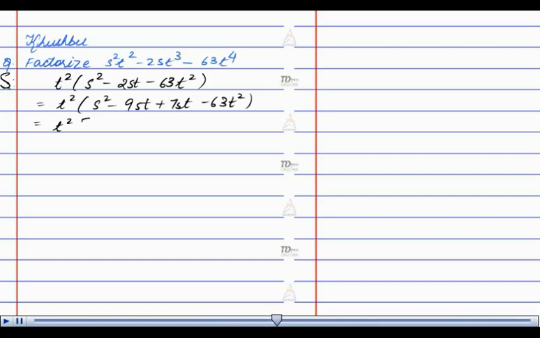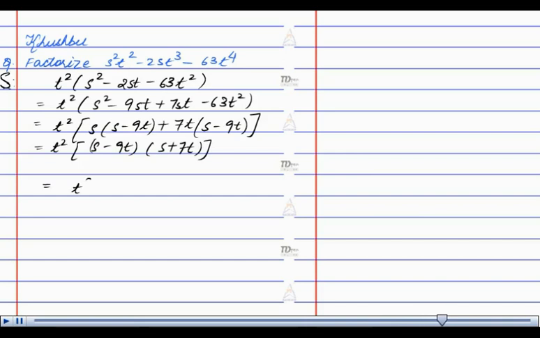Taking out s common from the first two terms, we are left with s minus 9t. Taking out 7t common from the last two terms, we are again left with s minus 9t. Now taking out s minus 9t common, we are left with s plus 7t. So the simplified expression is t square into s plus 7t into s minus 9t. This is the required solution.